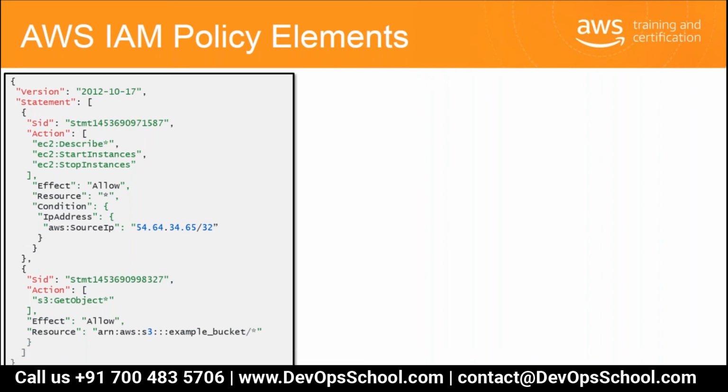The effect defines what effect will be when the user requests access. It will either be allow or deny. So right now it is allow. It will allow all resources which satisfy this condition. So the condition is the IP address of the source will be this. So if this IP address is the source, it will allow for all resources. So the default is that resources are denied to the user. So typically you explicitly mention allow in the document.